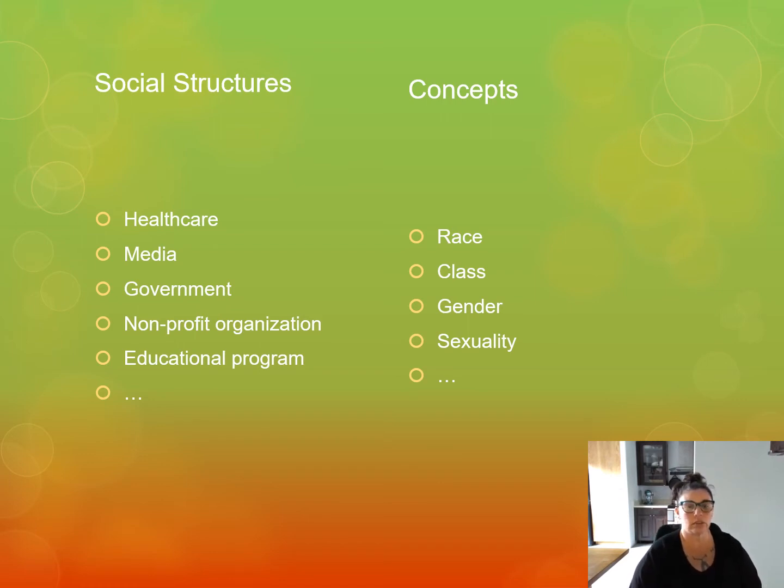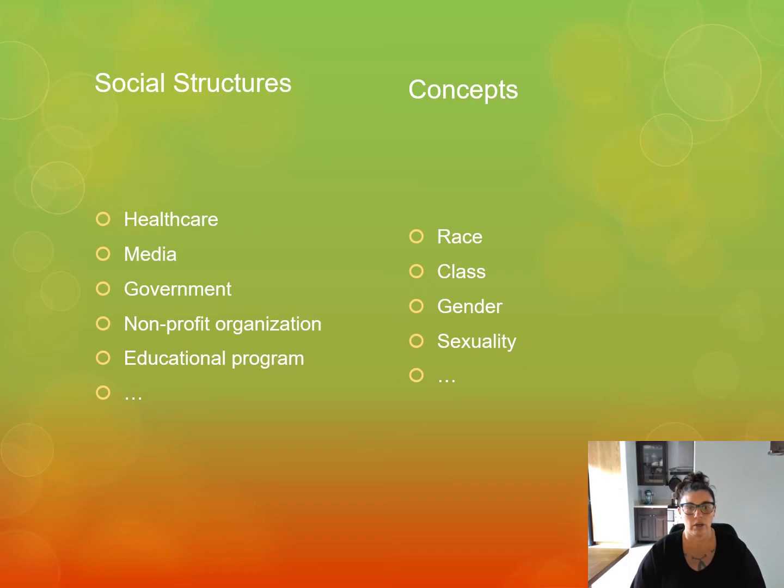So you want to think about what you're mainly focused on. What are you really interested in? Are you interested in government policies, government judicial systems, policing? Are you interested in healthcare? And then connect that to a particular concept. So something like race, class, gender, sexuality, able-bodiedness, the list goes on, correct?